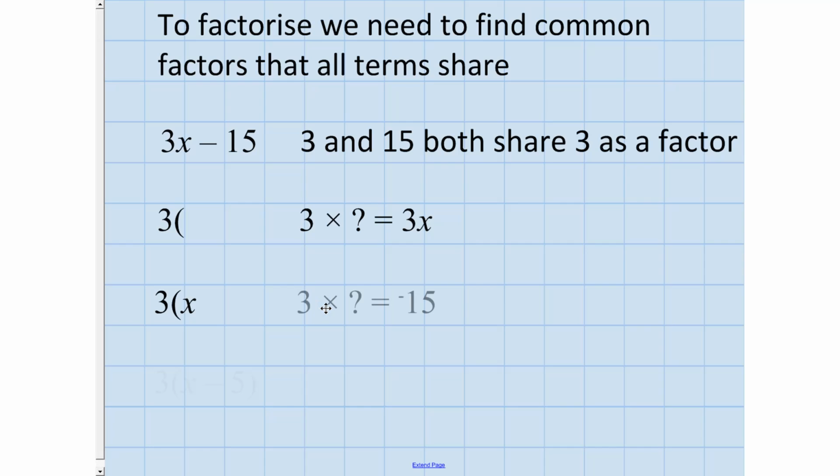So let's look at how we get to the second term now. We need 3 times something to equal minus 15. So 3 times what is minus 15? Well, that's going to be minus 5. So let's look at some more examples of this.